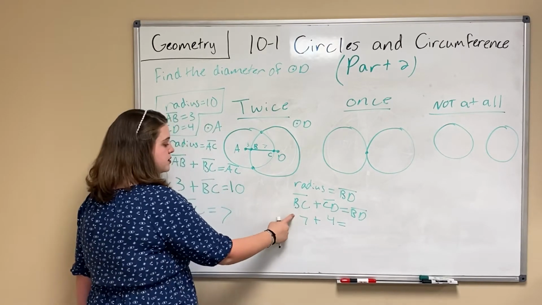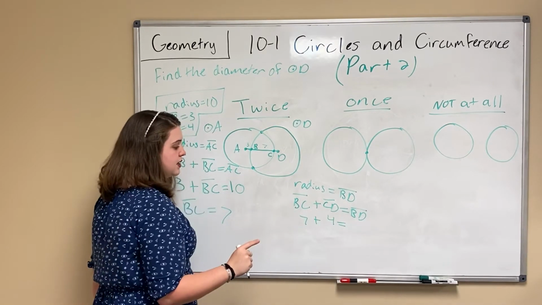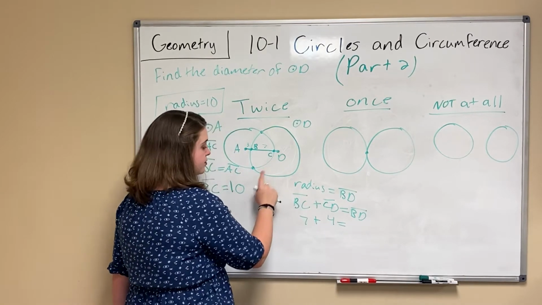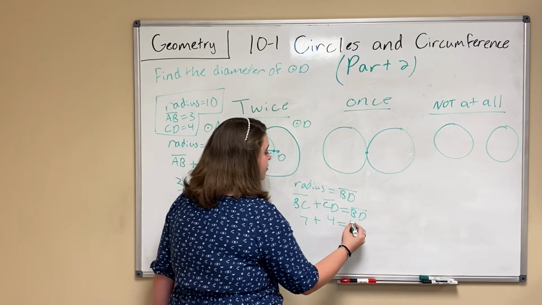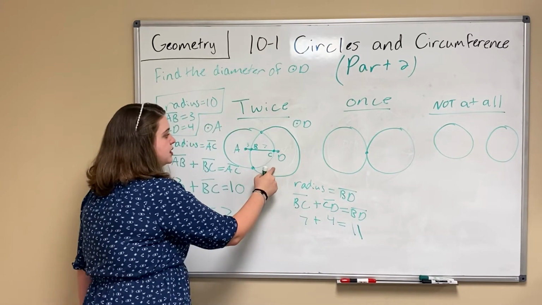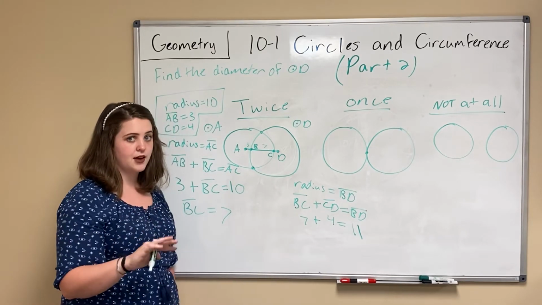Right, so if I know what BC is and I know what CD is, then I can use that to find BD, which is the radius of circle D. So 7 plus 4 is 11. So the radius of circle D is going to be 11.